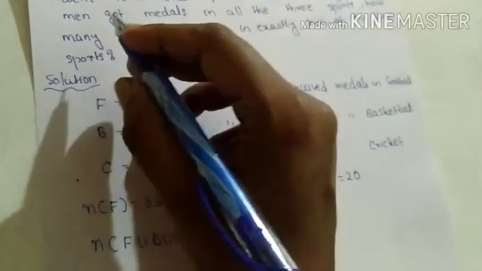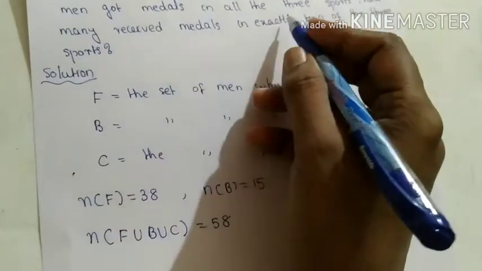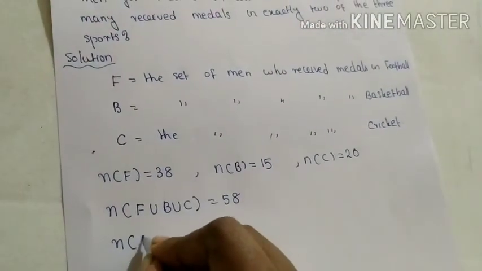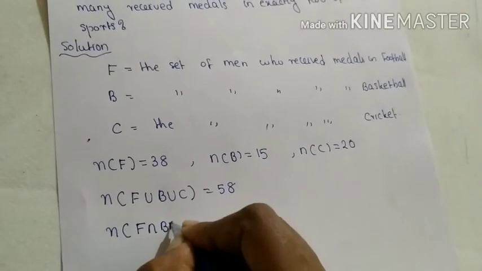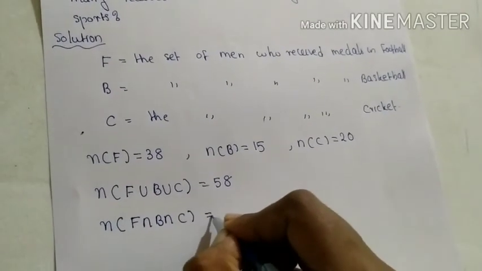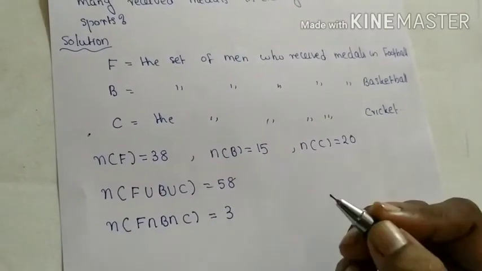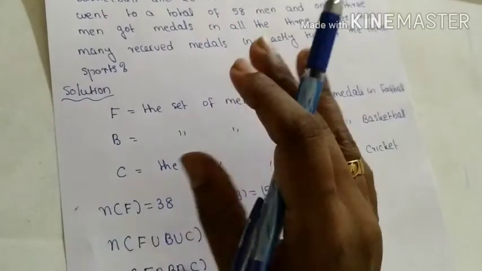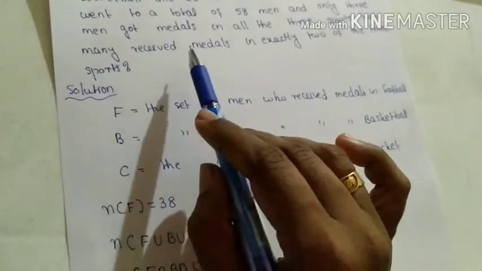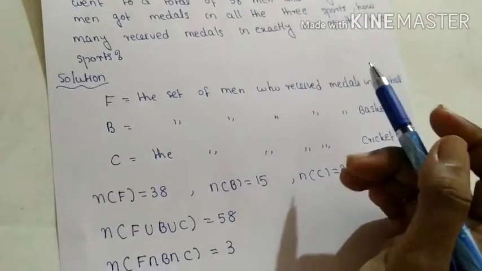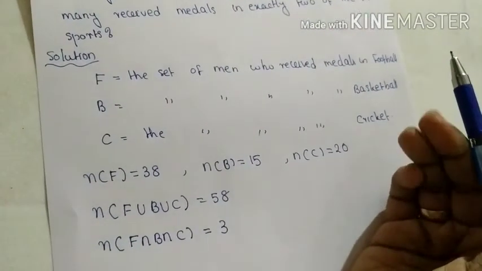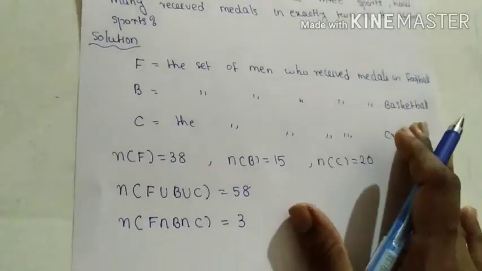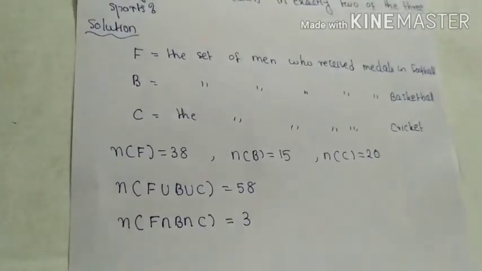And only 3 men got medals in all the 3 sports. That means n of F intersection B intersection C is equal to 3. We need to find out the people who received medals in exactly 2 of the 3 sports.